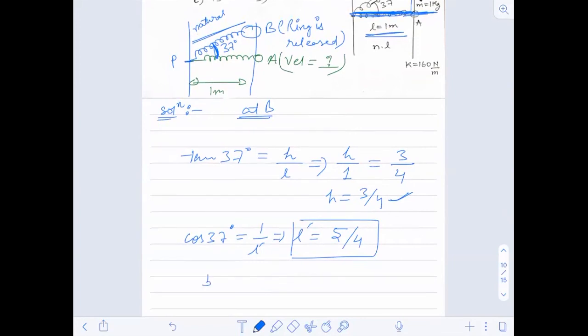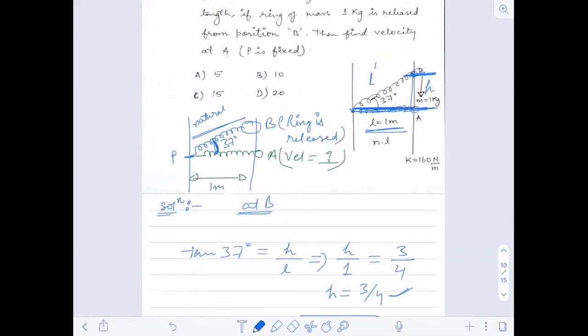What will be the actual compression? It will be 5 by 4 minus 1. And to find the potential energy, you can use half kx square. Then you can equate the energies at points A and B and calculate the value. So I'm leaving this question. Anybody who has solved this question now? The correct answer is 5. You solve, you will get the value 5. We'll move on to the next question.